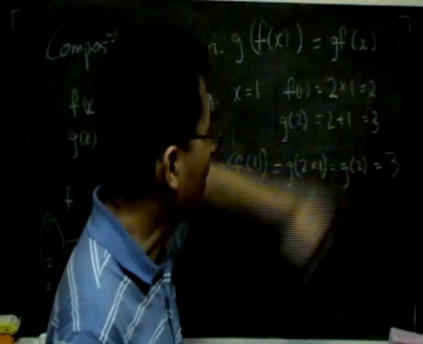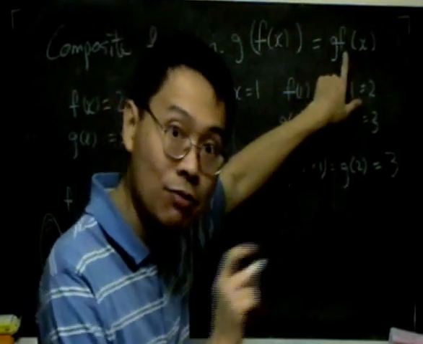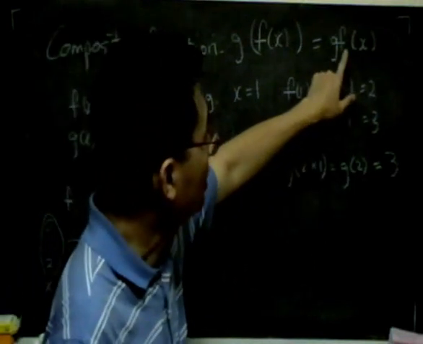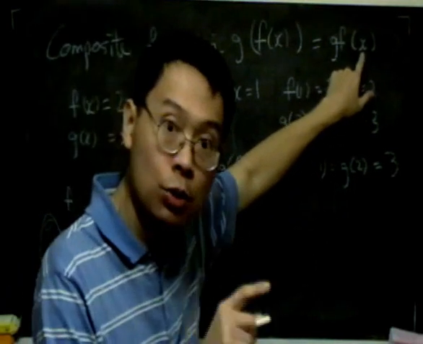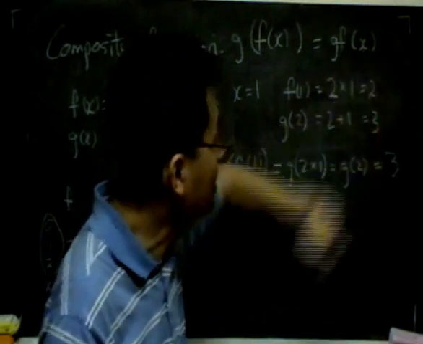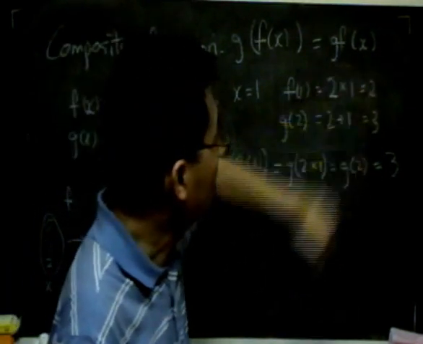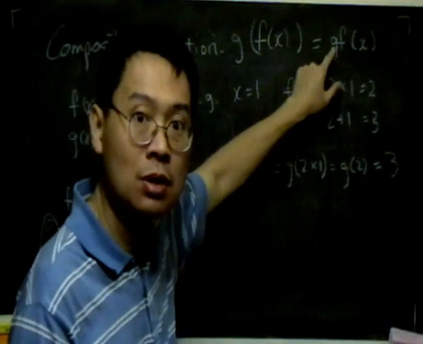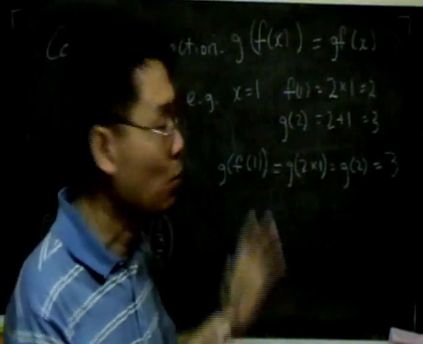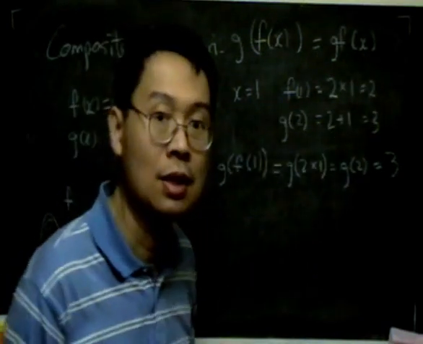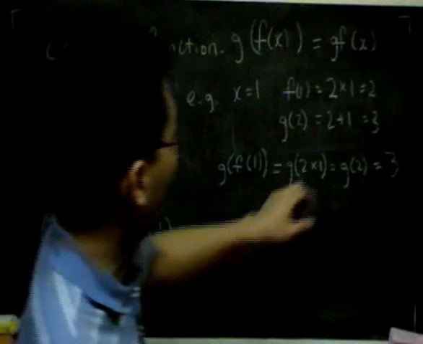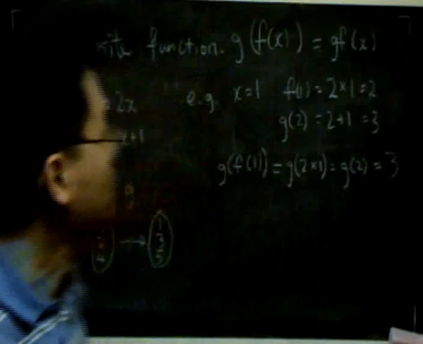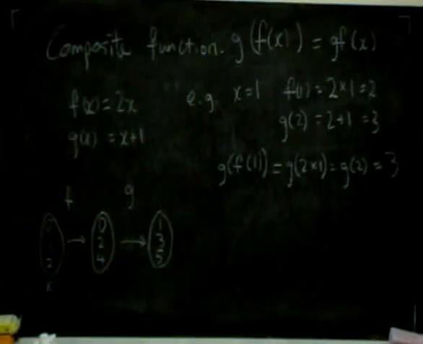So if you say gf, it means that we must carry out the f function first, like this. That's the first step. We must carry out the function which is closer to the x, to the bracket x. We must not carry out the function that comes first when we read it from left to right. So you always carry out the function closest to the x in the symbol. So that's g of f of x.